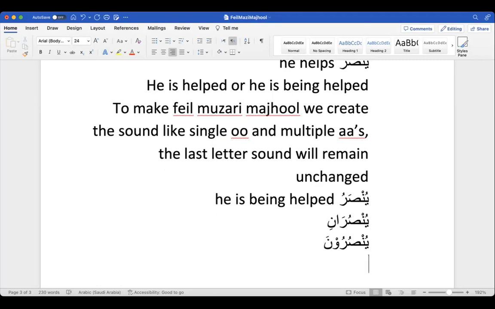Now you have that again. Tunsaru, the Hiya version: Tunsarani and Tunsaruna. Yunsarna. So I'll write the Hunna version here. So the rest you can do yourself. So Yunsarna will be the Hunna version, right? So this is they all, women. Okay, they all, women, are being helped, right?